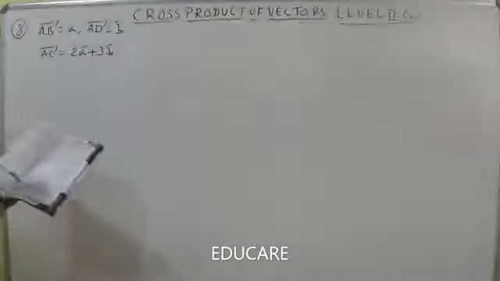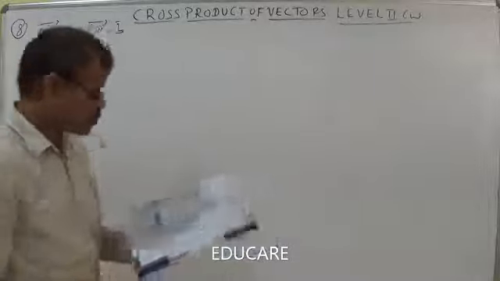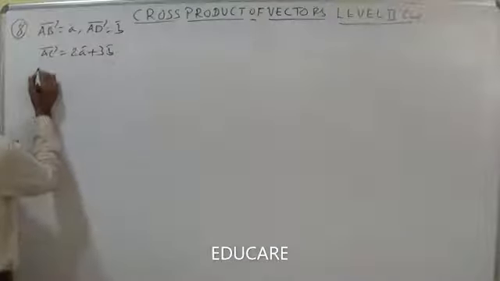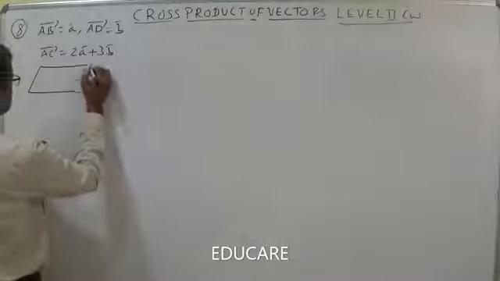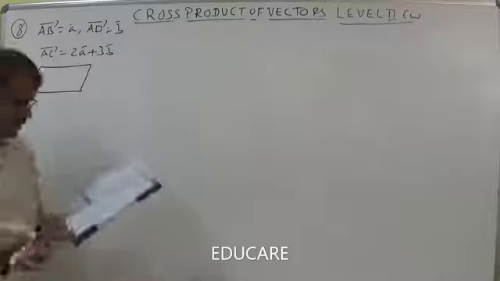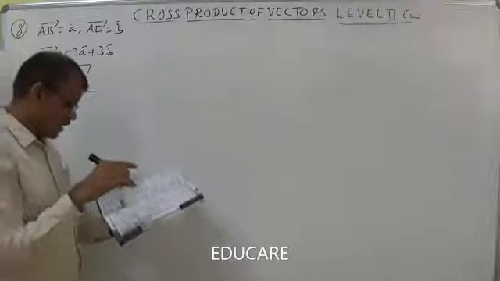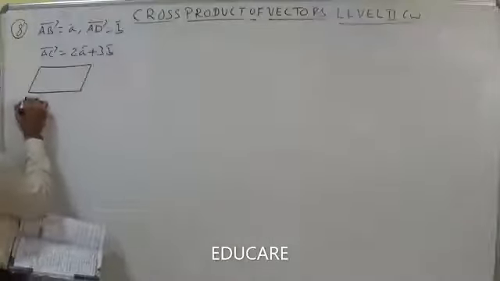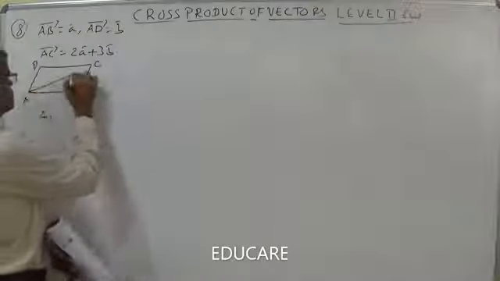If the area of parallelogram ABCD is P times the area of the parallelogram with AB, AD as adjacent sides. So, without adjacent sides, first we can write with the diagonals. If the area of parallelogram ABCD is P times the area of the parallelogram with AB, AD as adjacent sides, let it be area 1. Area 1 we can take with the diagonals.